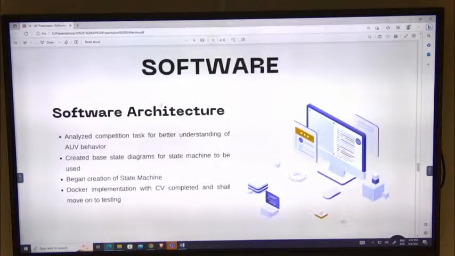So we're here in software architecture. I'm just going to pass it over to Diego real quick so we can talk about that.